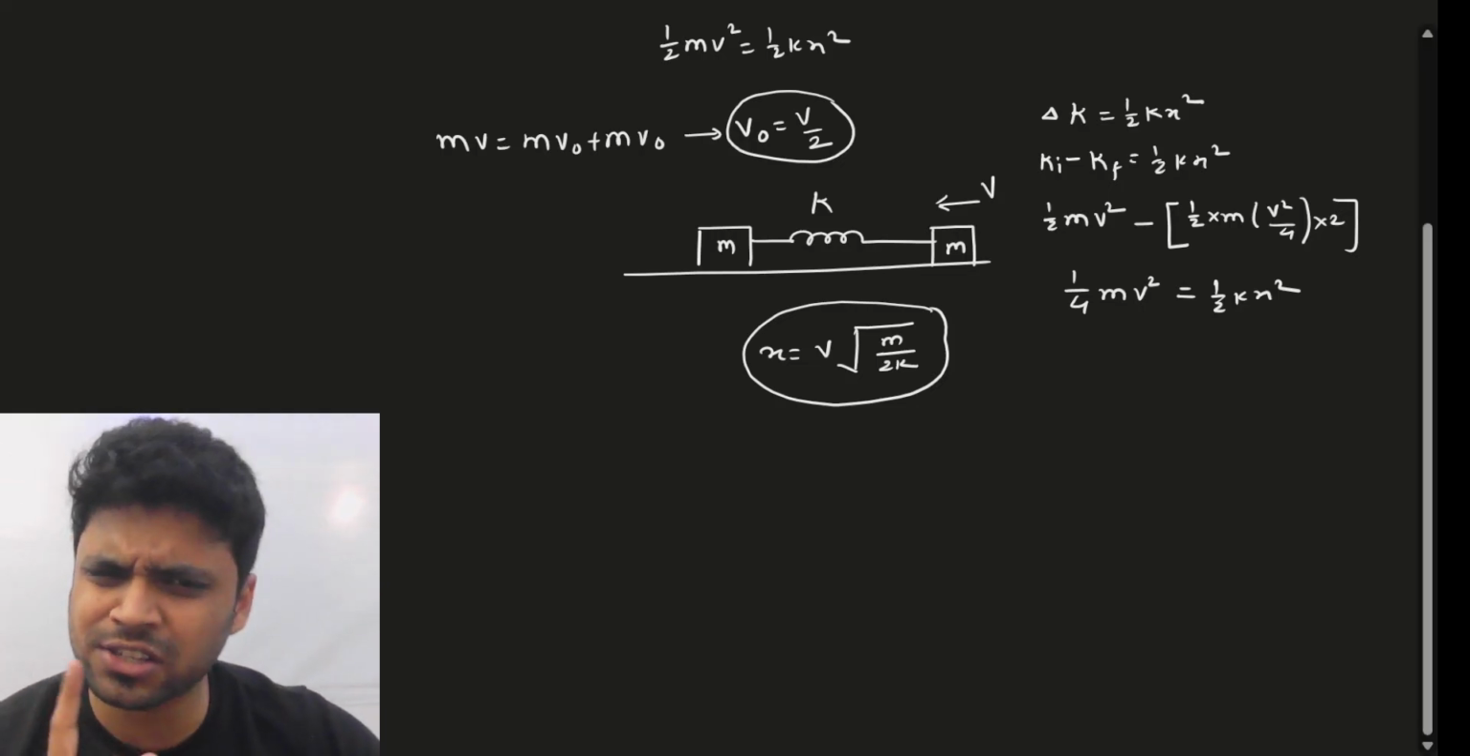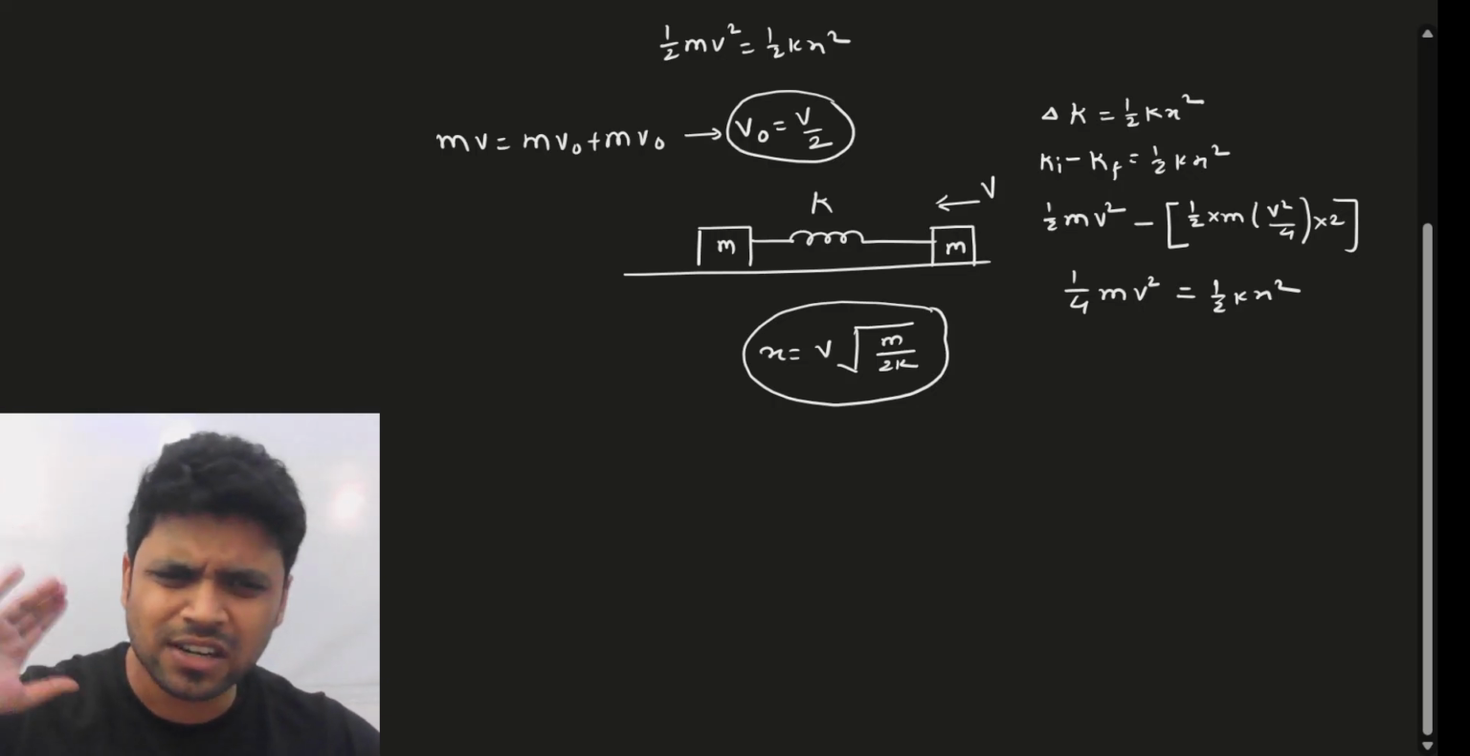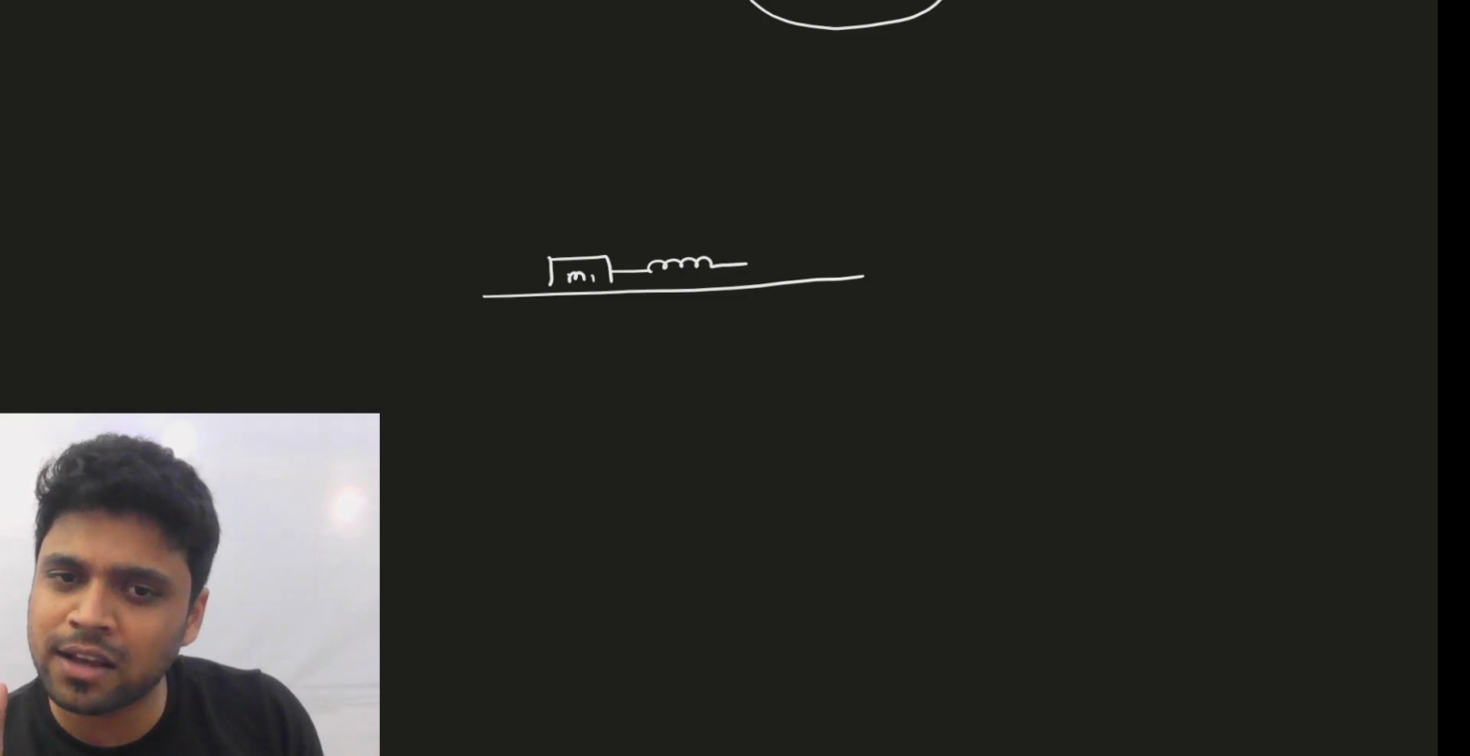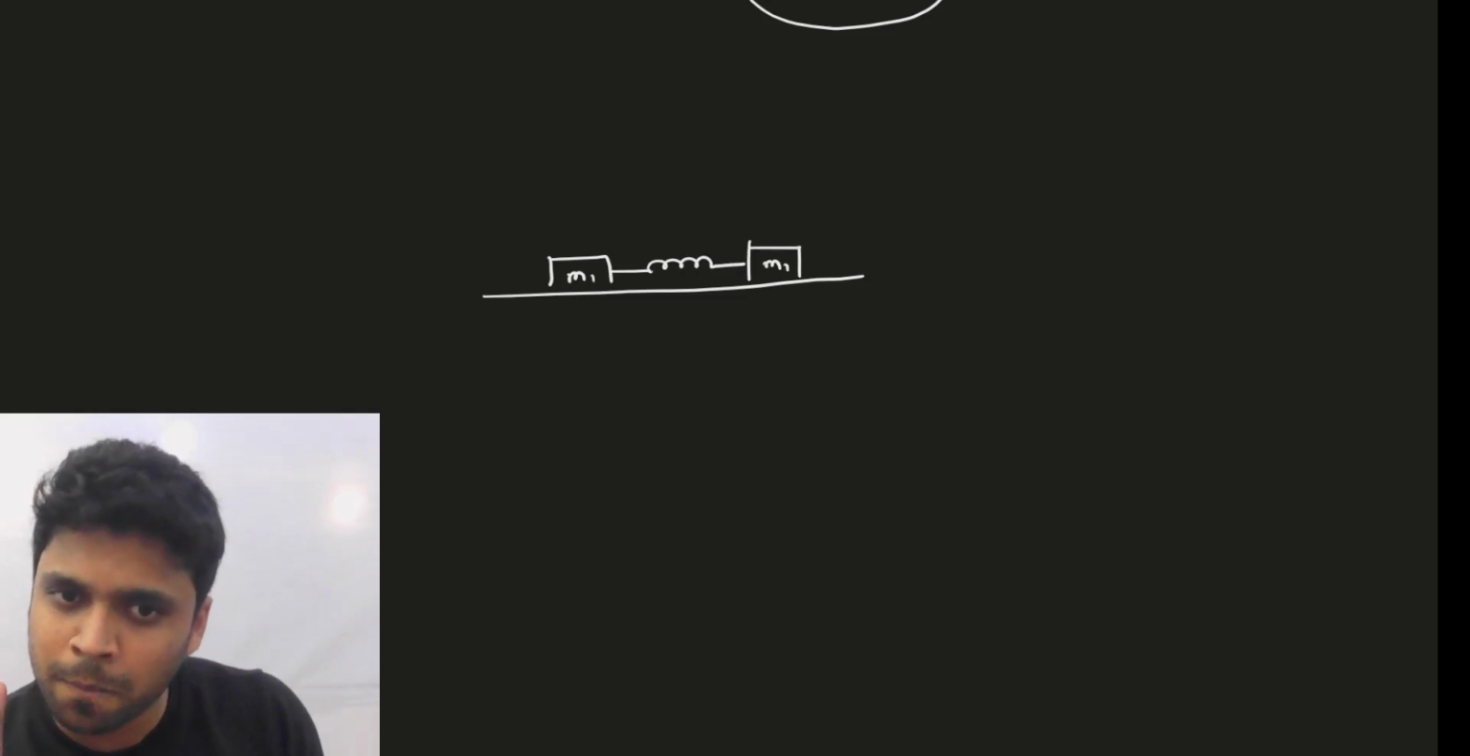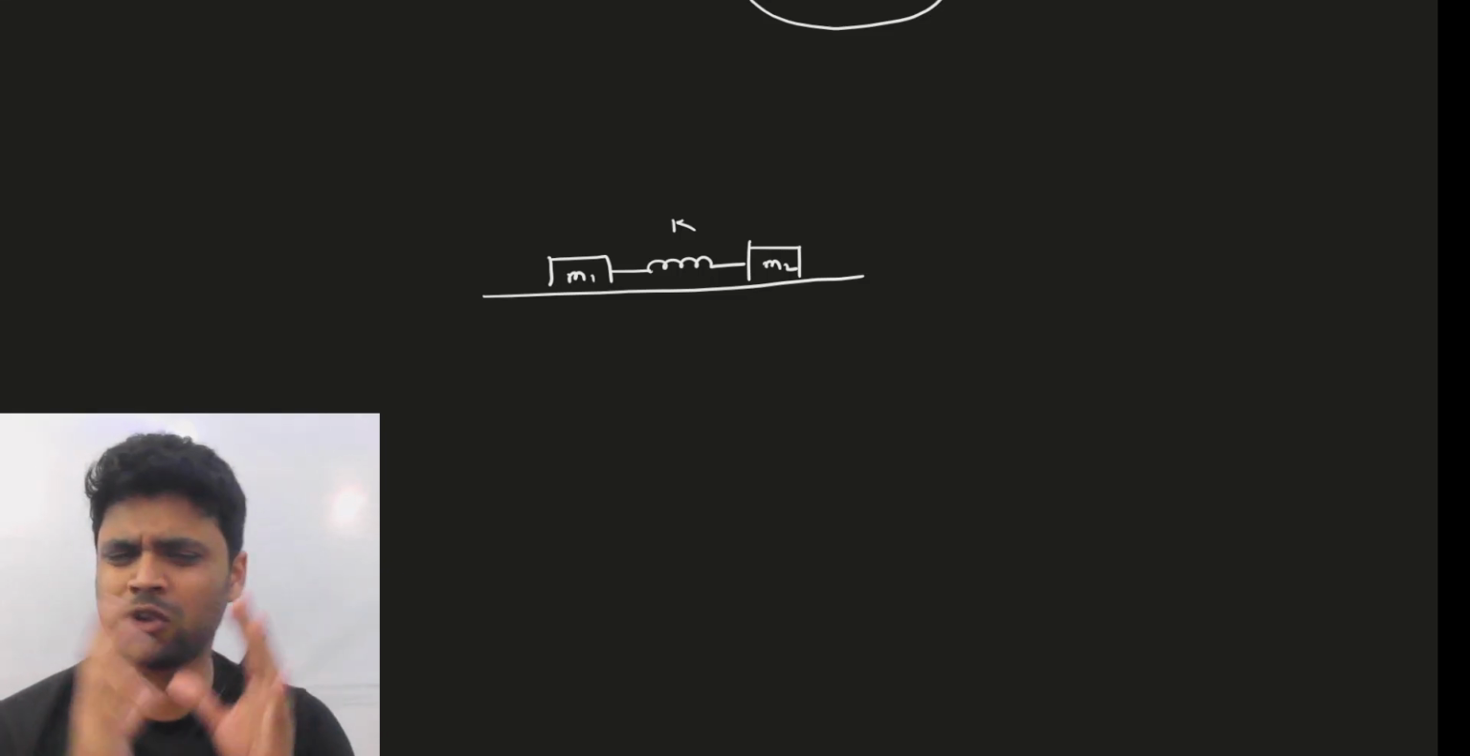So I want a general scenario. Let's say I'm taking completely general cases. I'm also replacing the masses to be m1 and m2. So let's just take a perfectly general scenario in which I have two different masses, m1 and another mass m2. The spring constant again in this scenario is going to be k.